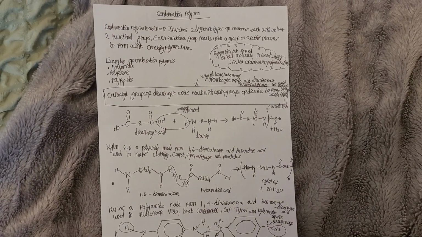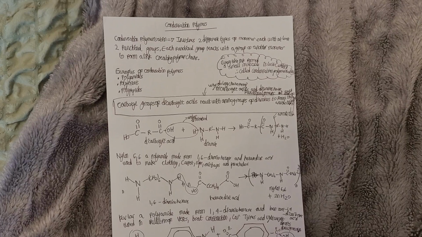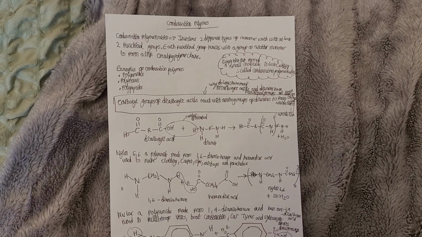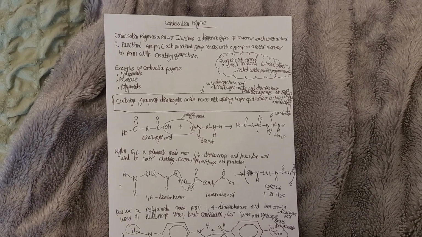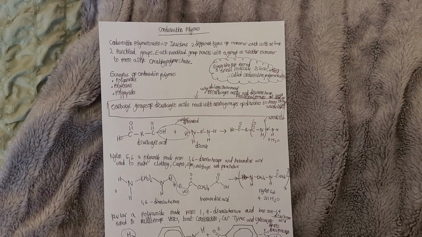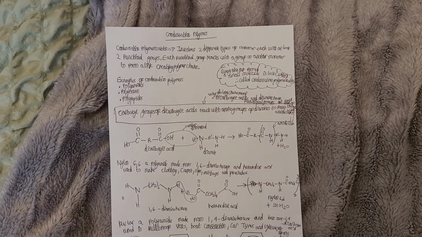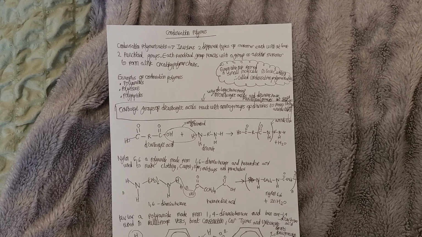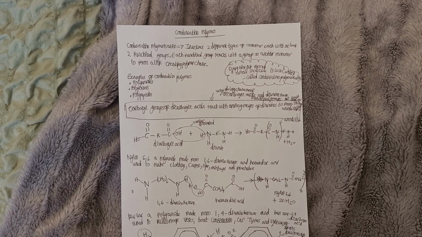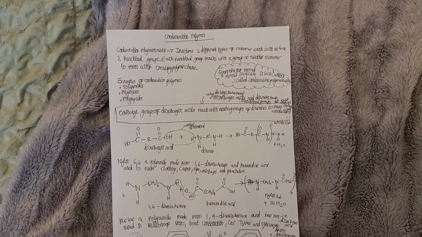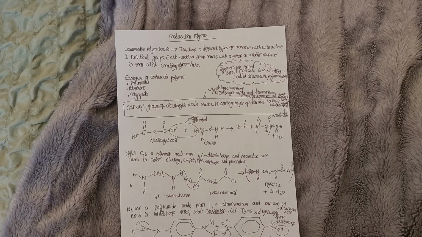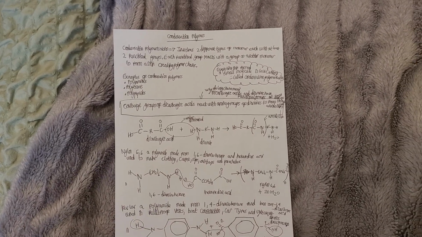Condensation polymers. Condensation polymerization involves two different types of monomers, each with at least two functional groups. Each functional group reacts with a group on another monomer, forming a link, creating polymer chains. Now, obviously, the definition of condensation polymerization isn't really that important to memorize, nor all these reactions and equations. But yeah, still memorize it.